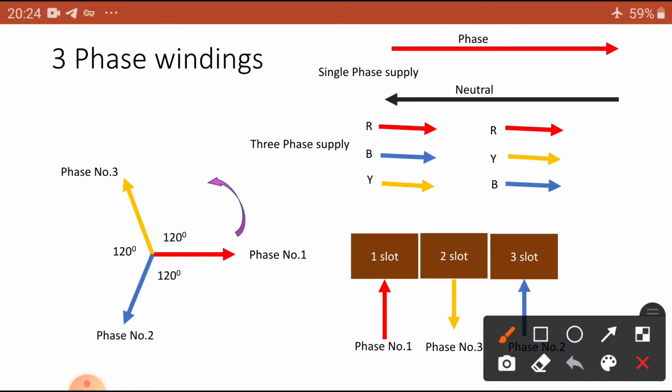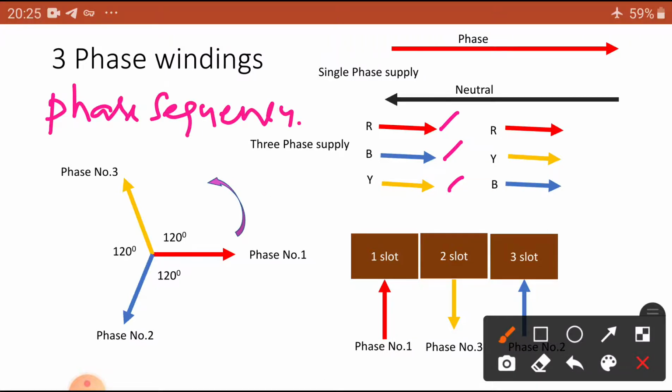In three phase, there is a sequence of R phase, Y phase and B phase. Generally we represent the phase sequence. The phase sequence is required. In any three phase winding, the minimum number of slots that can be taken per pole is 3, for the three phases. So there will be a phase difference of 60 degrees between two adjacent windings, slot to slot.